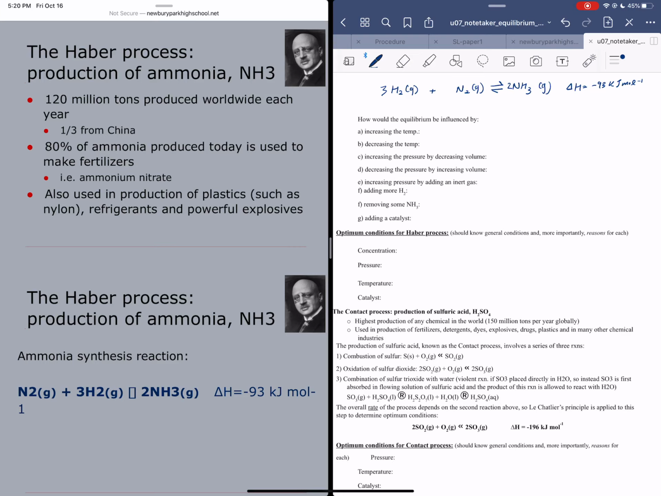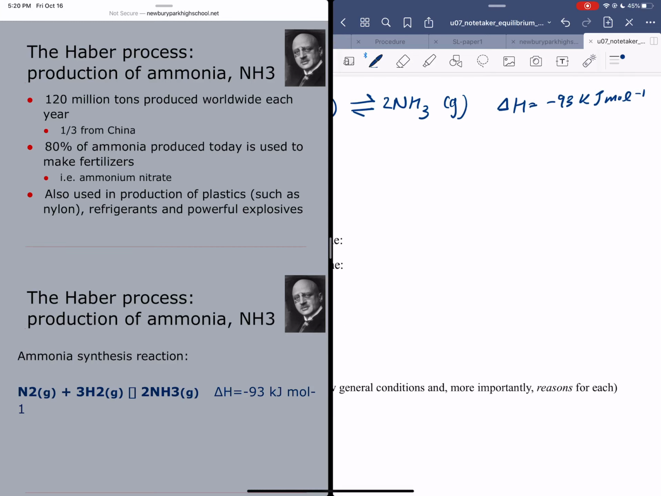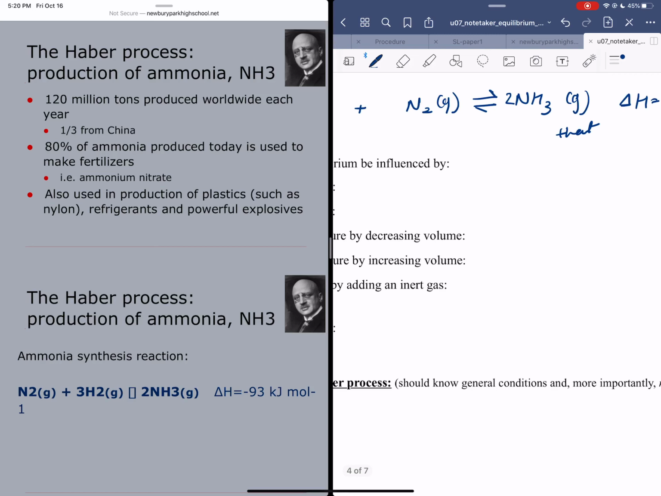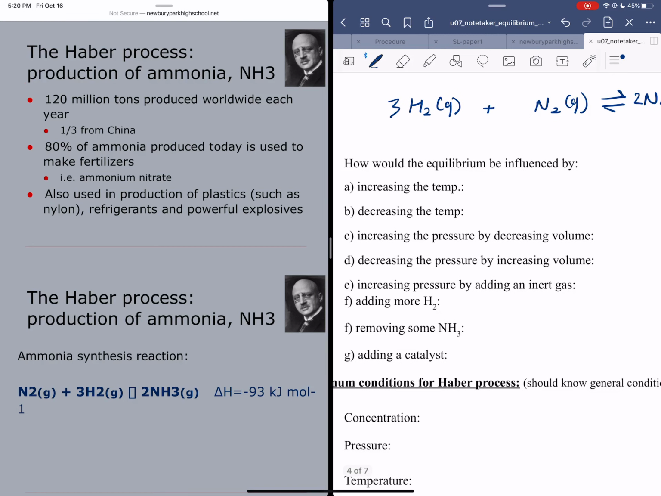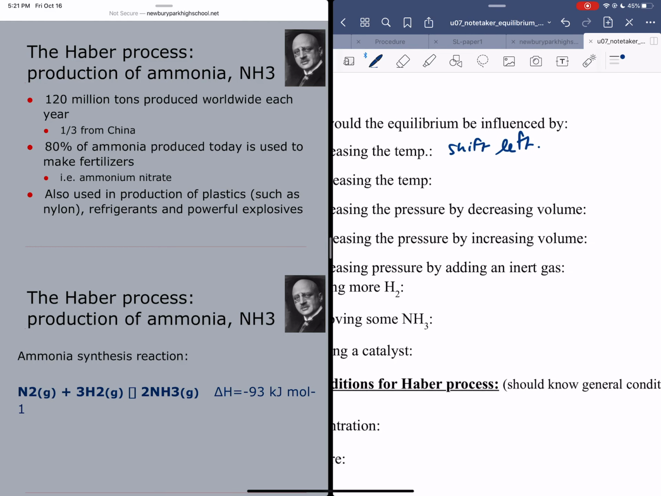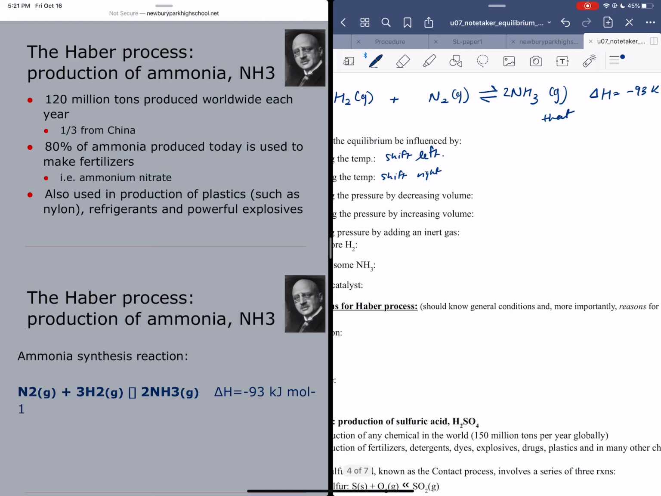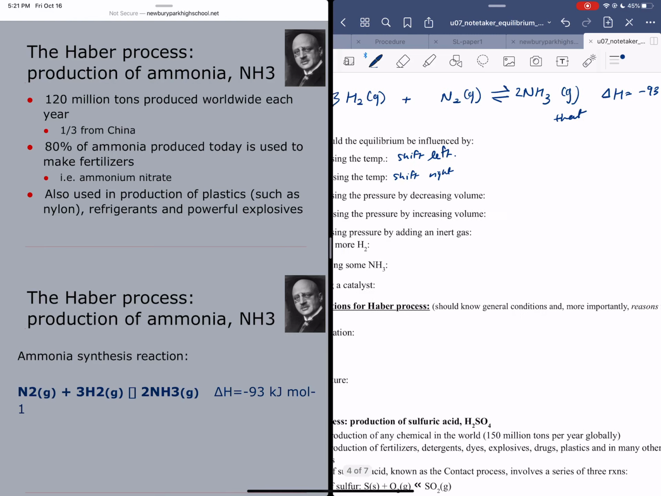How would the equilibrium be influenced by increasing the temp? Well, it's an endothermic reaction in the reverse direction, which means heat is a product, which means we want to get away from the heat, we want to use up the heat, so we tend to the left. Shift left. Decreasing temp, we want to increase the temperature, so we want to go right. Because if we make it colder, we want to make it hotter, kind of thing. We want to reverse the effect.